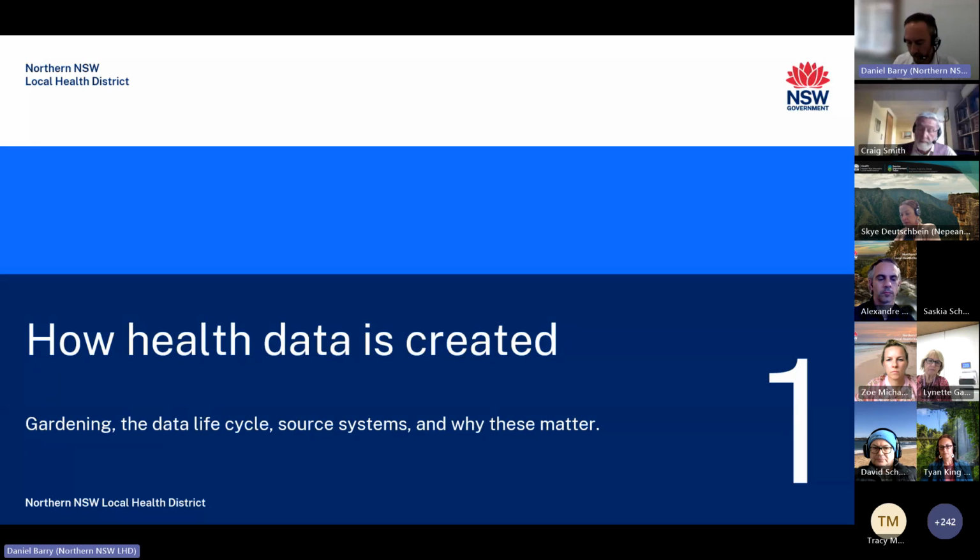So we've broken this down into 4 sections. The first section is how health data is created. The second section is on open and restricted data. The third is on data access and ethics. And the last section is on data linkage.